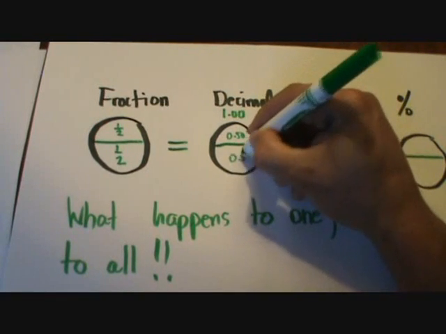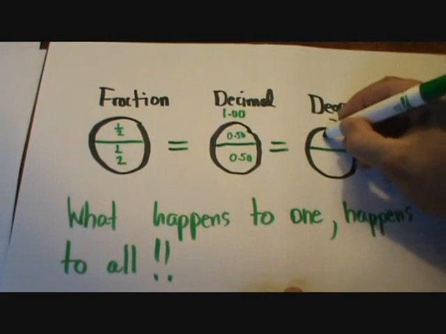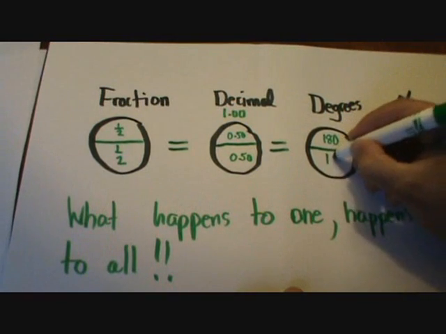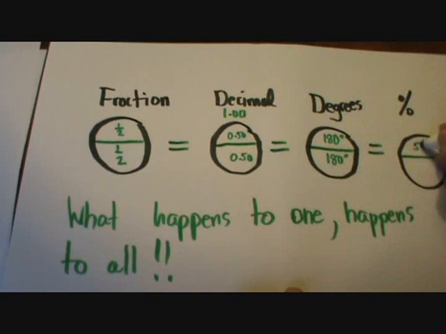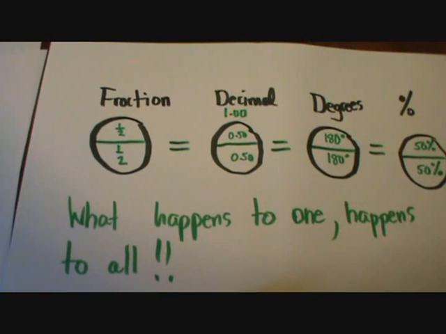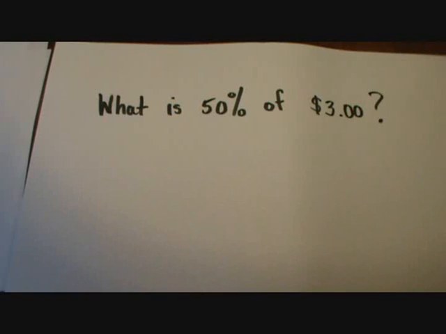So 1.00 cut in half is going to give me decimal 50 in the top and decimal 50 in the bottom. If I take my degrees and take 360 and cut it in half, I get 180 degrees in the top and 180 in the bottom. Same with percents. I'll end up with 50% and 50%. Now that we know all that stuff, let's try an actual question.